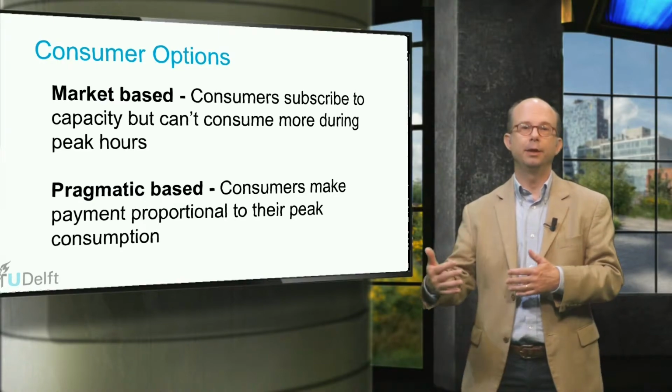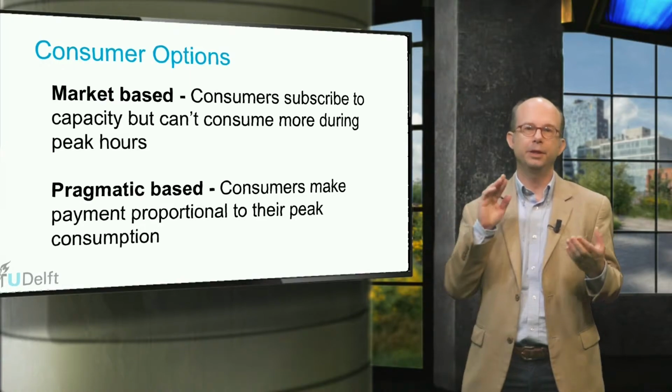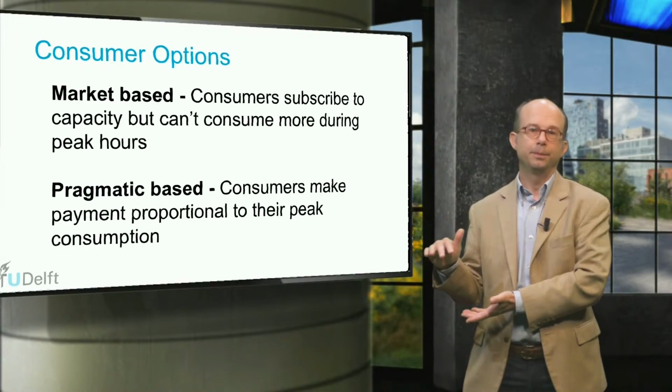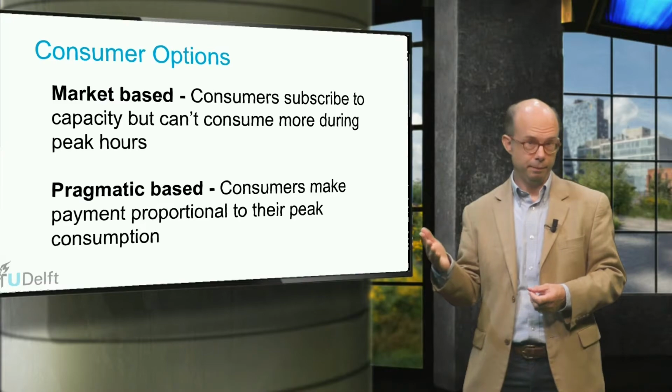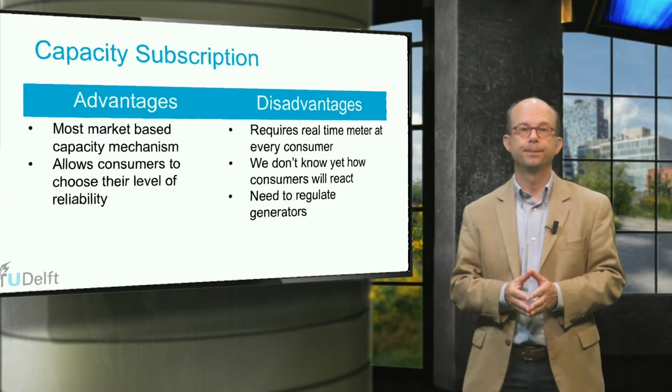Now, if a consumer is willing and able to reduce his peak demand, then the next year his fixed payment goes down. If a consumer opts into the system, then he contracts his capacity in advance and he commits to that capacity limit. This may be cheaper for him, but it also requires more active involvement.